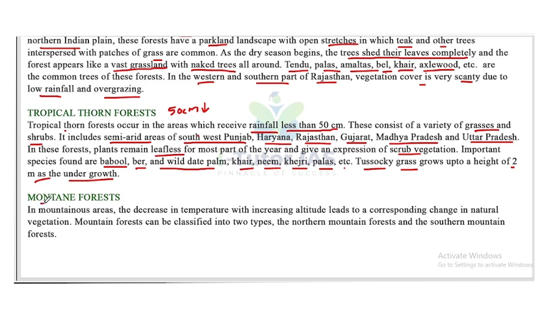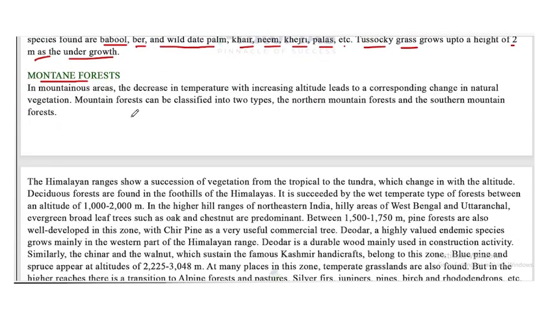Now, next one is mountain forest. In mountainous areas, the decrease in temperature with increasing altitude leads to a corresponding change in natural vegetation. Mountain forest can be classified into two types, the northern mountain forest and the southern mountain forest.